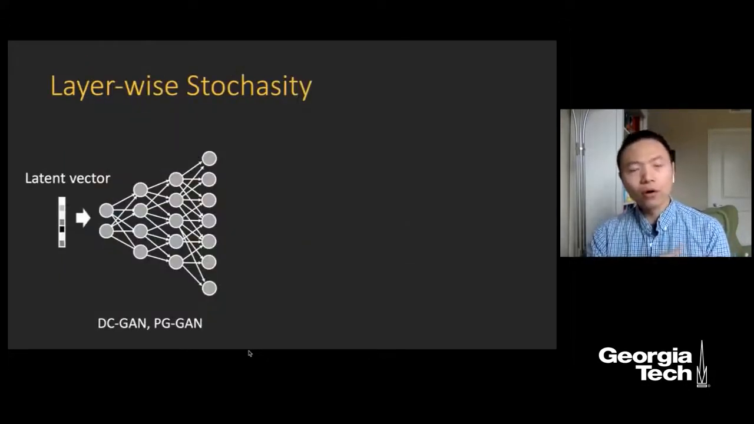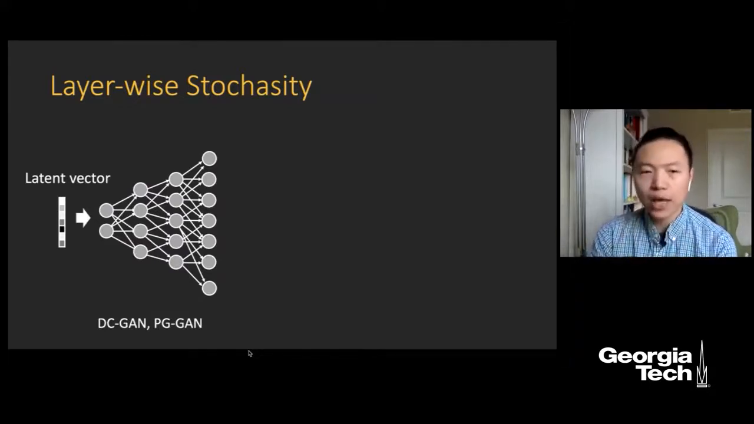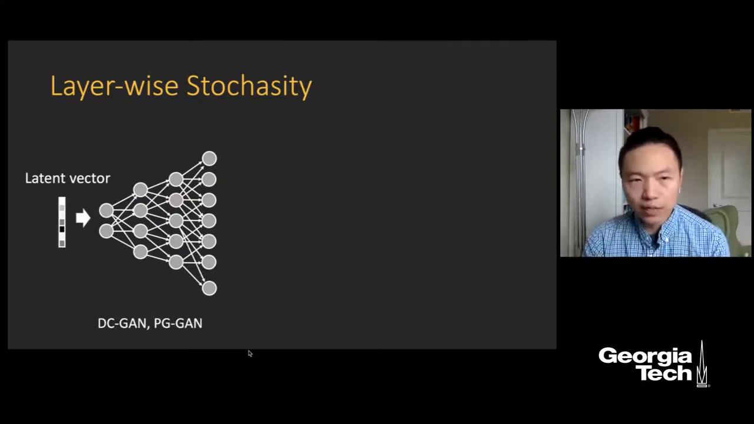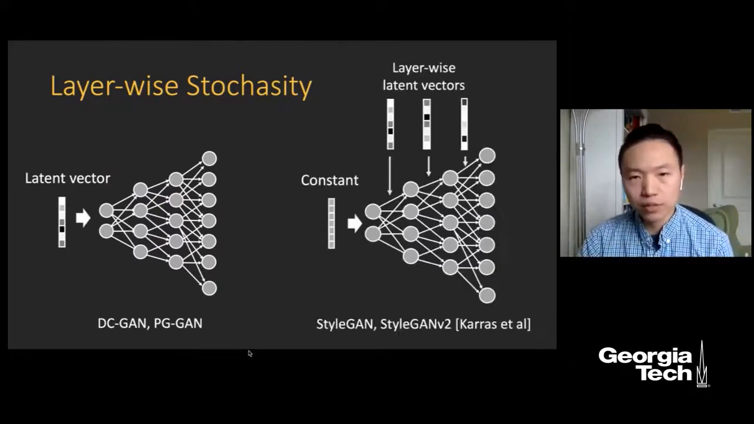Another very important innovation in deep generative models, I would say, is layer-wise stochasticity. Before that, we had DCGAN and PGGAN, where the stochasticity is at the beginning. We throw this latent vector into the generator, and then we synthesize the image.